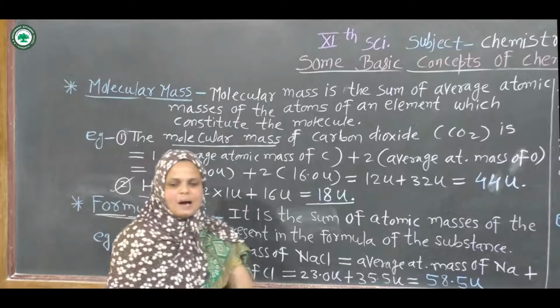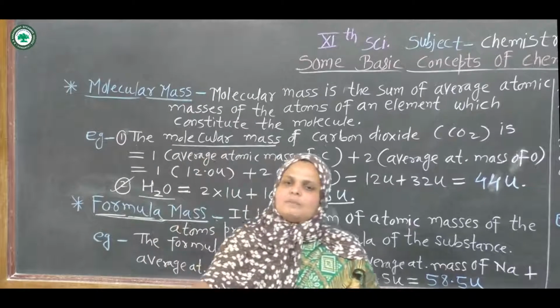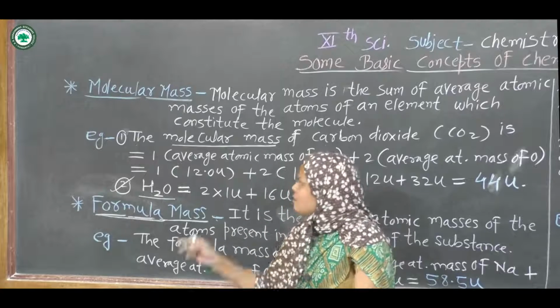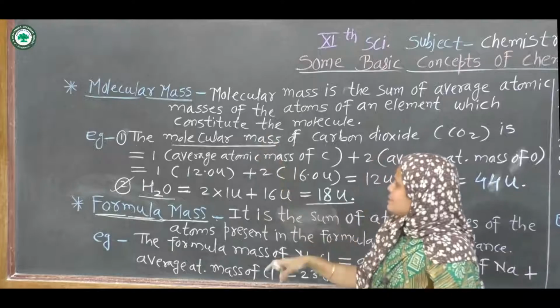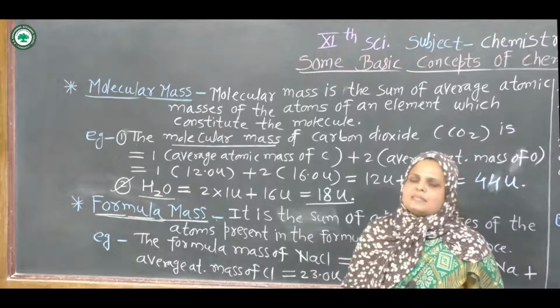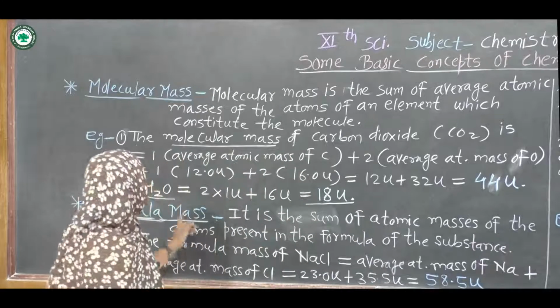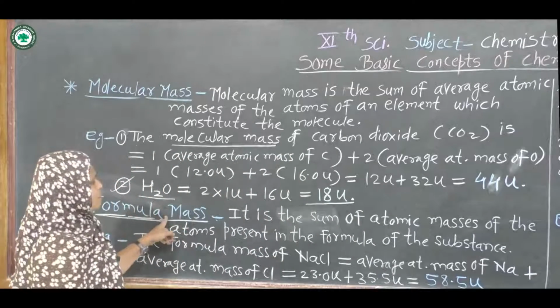Next, what is meant by formula mass? Formula mass is the term used for ionic compounds. Instead of molecular mass, formula mass is used for ionic compounds. What is the definition of formula mass?